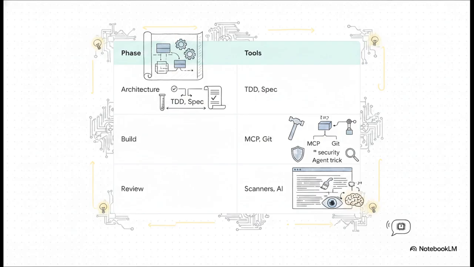Architecture uses TDD and spec-driven development. Implementation relies on MCP, Git, and automated testing. And the review leverages scanners alongside that genius two-agent trick. The best part? Modern coding agents can easily adapt to these exact practices right inside their system prompts, which is going to save you a ton of frustration.